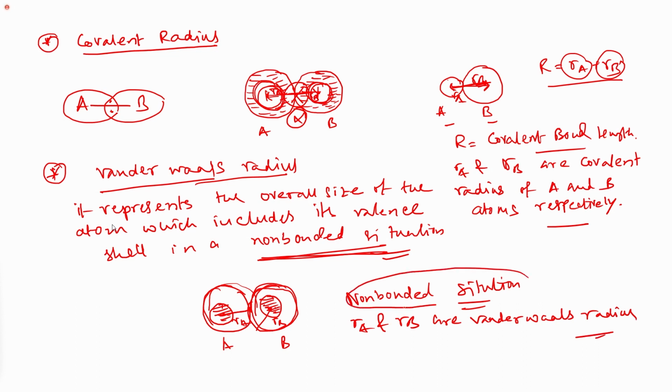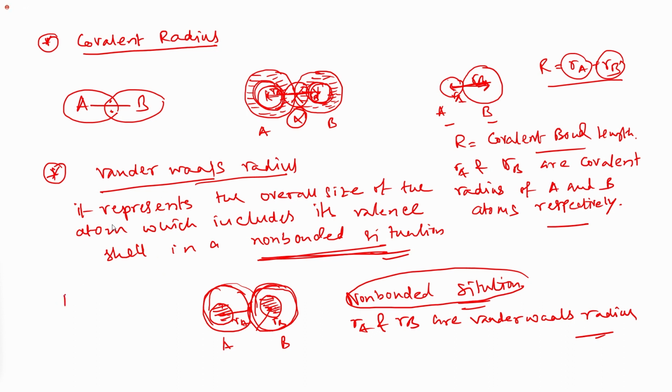This is a non-bonded situation. When the two nuclei are not attached or connected to each other, and only the valence shell touches the valence shell of the other atom, then we can say it is a non-bonded situation, and whatever radius there is, that is called the van der Waals radius.